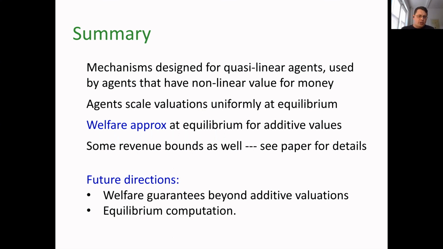In terms of future directions, our welfare results are specifically for additive valuations. It would be great to generalize this and think more broadly about what outcomes can occur at equilibria in general social choice problems. Also, these are all existence results. In particular, it'd be interesting to understand whether equilibria can be computed. For example, if we happen to know the form of the cost of money curves that the agents have.